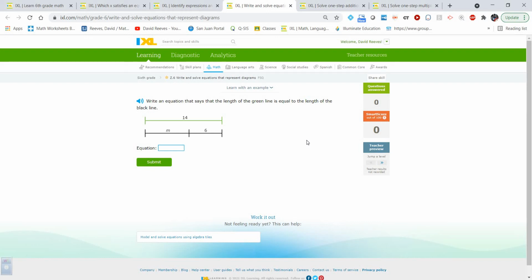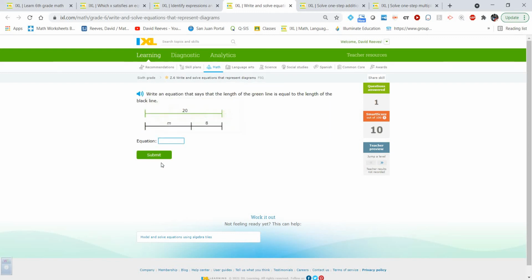All right, now we've got some diagrams, and they want us to write and eventually solve the equation. This one just says write an equation. Now you notice that these lengths are the same. All right, so the top length is 14, and it's the same length, so it is equal to, whoops, we're looking for an equal sign, Mr. Reeves. It's going to be equal to the m and the 6 put together. So when you just have an m next to a 6, that means we're going to add. So 14 is equal to m plus 6.